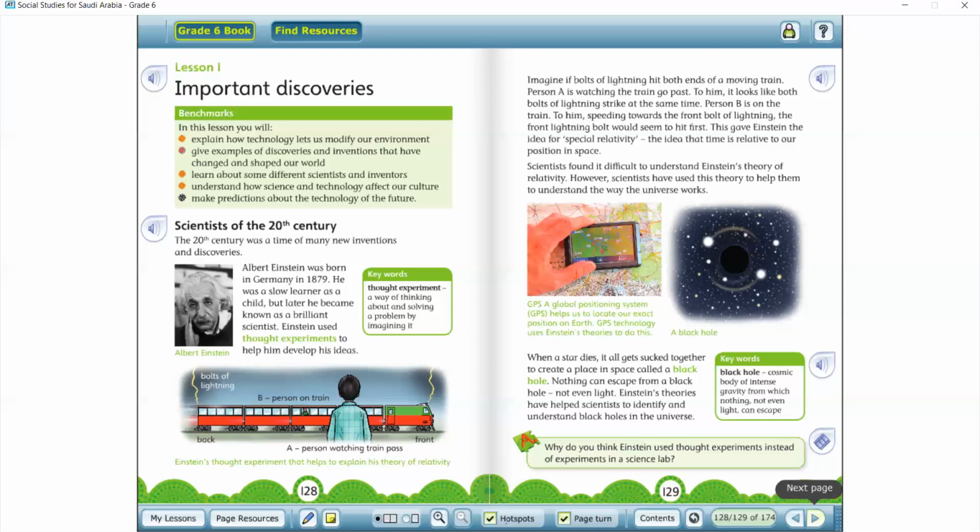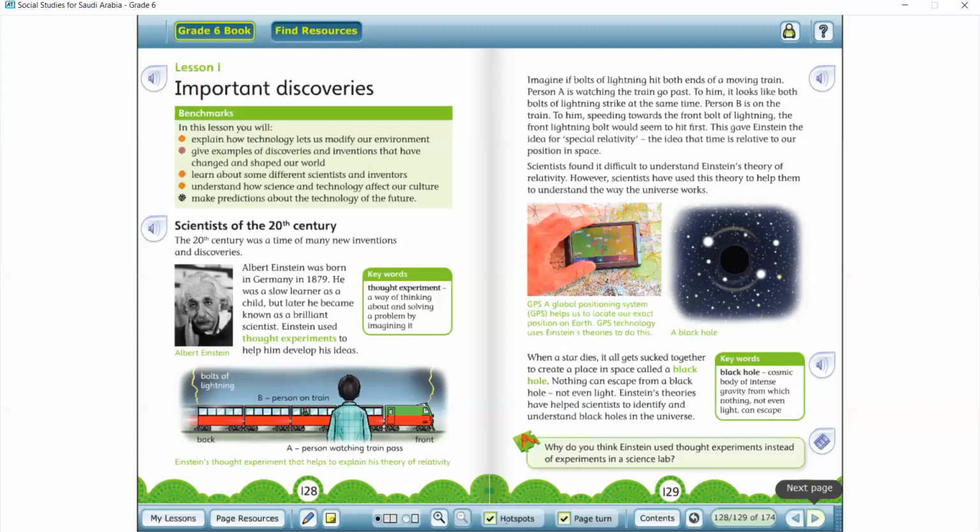And there's also a key word there, thought experiment, the way of thinking about and solving a problem by imagining it. So there's a picture there at the bottom also. You just study the picture there. Bolts of lightning, as you can see there. There is label B, person on the train, and label A, person watching the train. There's a front and back there.